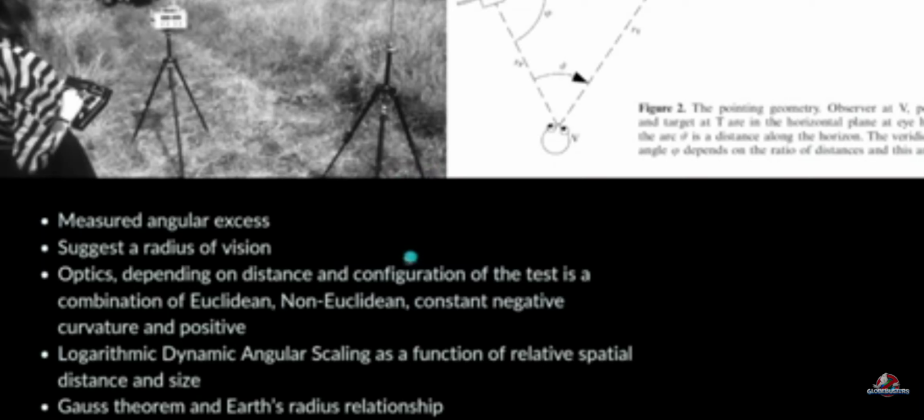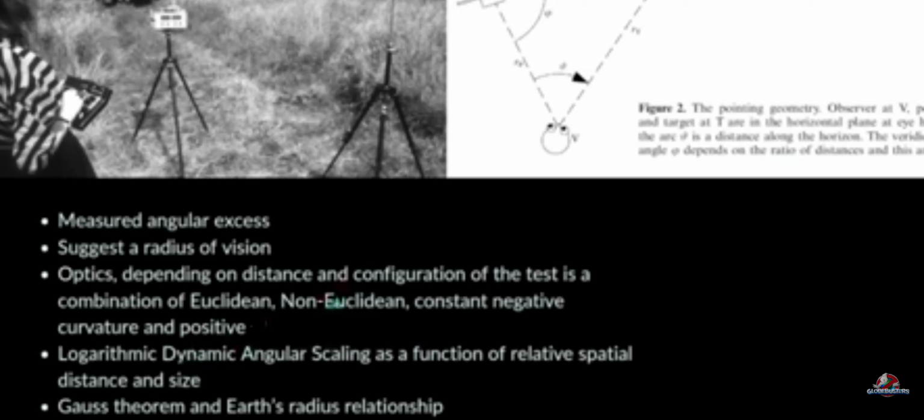Wow. Spherical geometry for optics. Right. There's a table in here that says relationship of, let's see, angular excess to Gaussian curvature, and you put a whole chart in about how you would derive Gaussian curvature based on the angular excess. That's insane. Yeah.